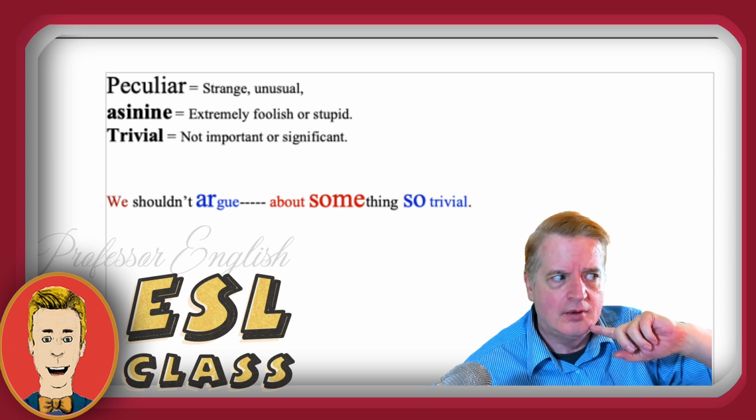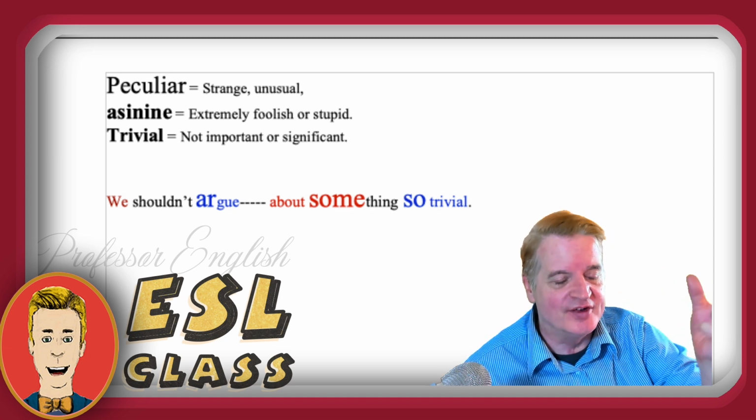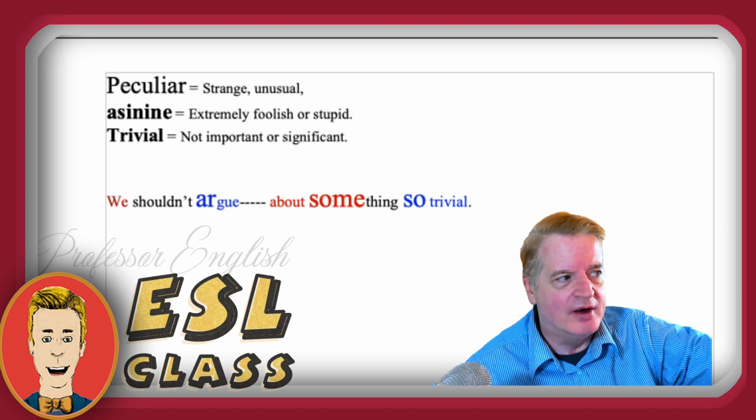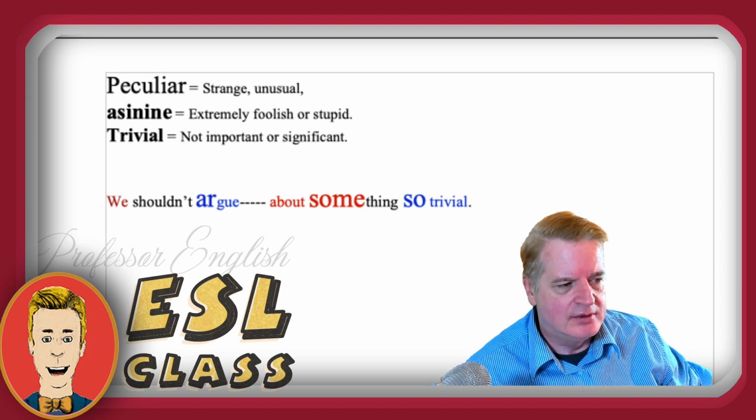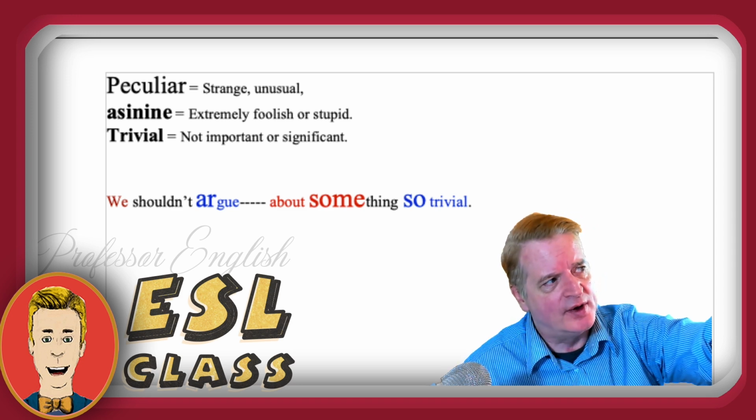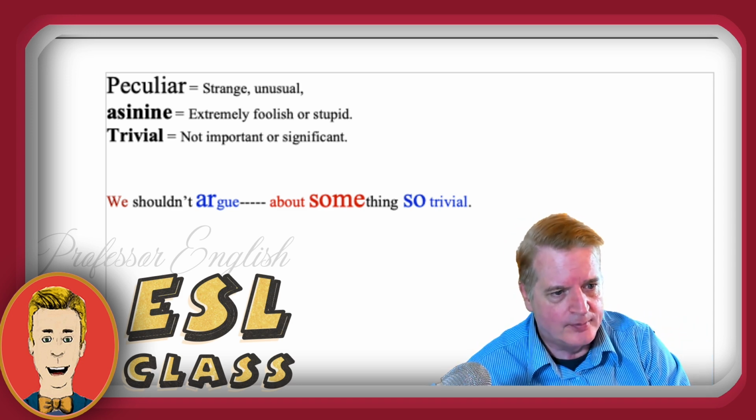What are we arguing about? Yeah, you have to use the question form. What are we arguing about? Try again. What are we arguing about? Now in that question, what is the most important word?